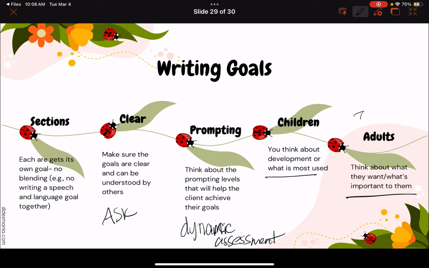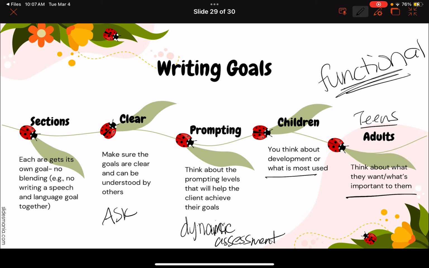You can also do this with your teens. Even if it's not a TBI or a stroke in a teen, if it is just your classic language disorder, we can even ask them, hey, what is your goal? What are you planning on doing? Are we going to go to college? Are we going into a vocation? What kind of vocation? What's the kind of language that you need? Thinking about function all the time. What is functional for our clients, right? So what is functional for this client, and how do I help you meet those particular goals?